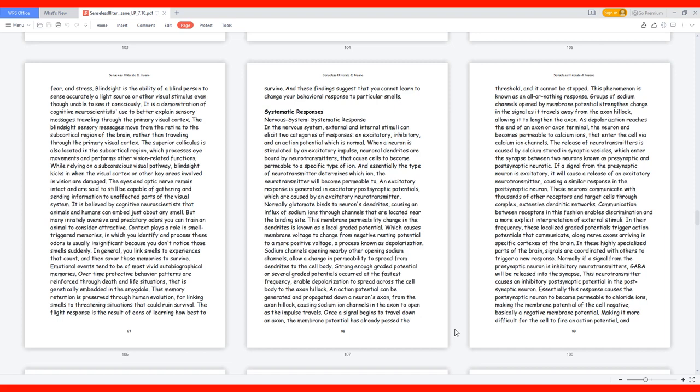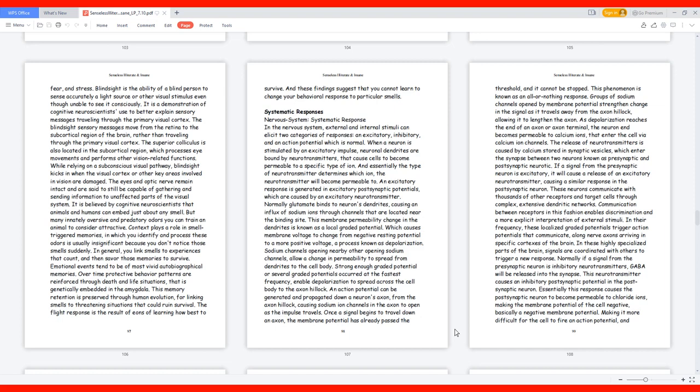In their frequency, these localized graded potentials trigger action potentials that communicate along nerve axons, arriving in specific cortexes of the brain. In these highly specialized parts of the brain, signals are coordinated with others to trigger a new response. Normally, if a signal from the presynaptic neuron is inhibitory, the neurotransmitter GABA will be released into the synapse. This neurotransmitter causes an inhibitory postsynaptic potential in the postsynaptic neuron.